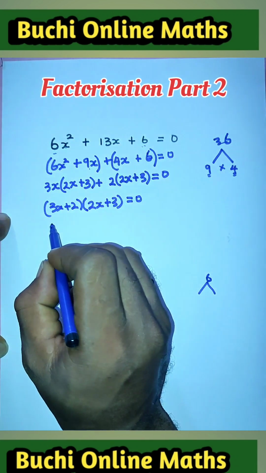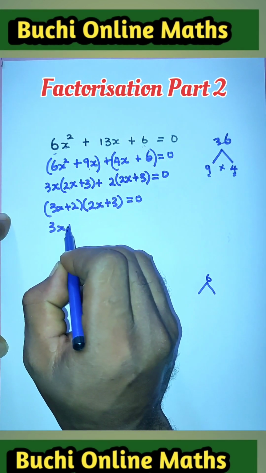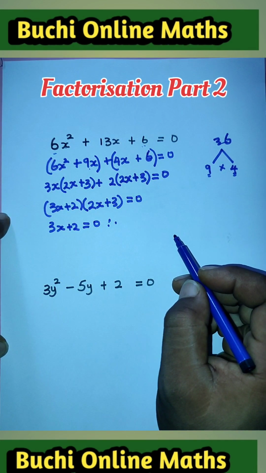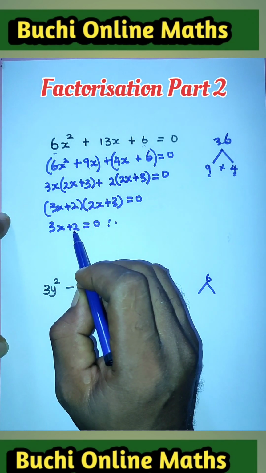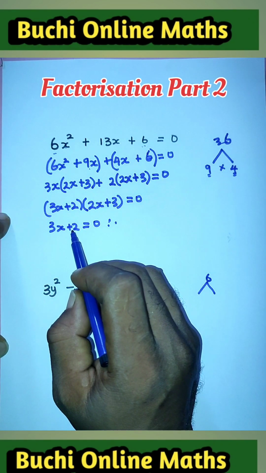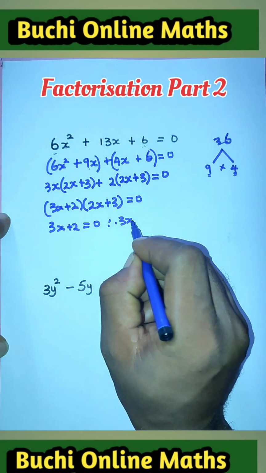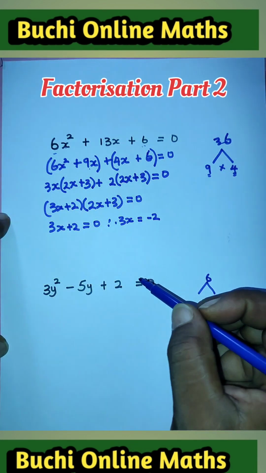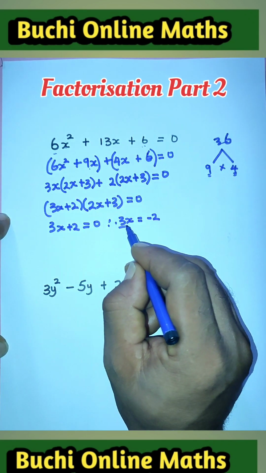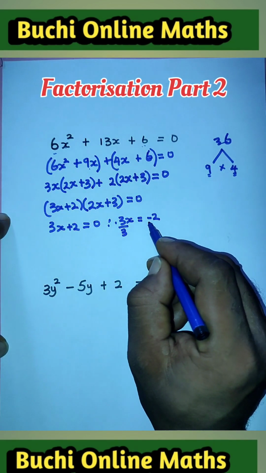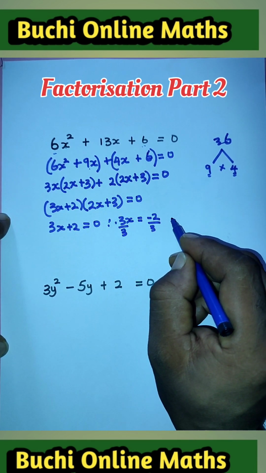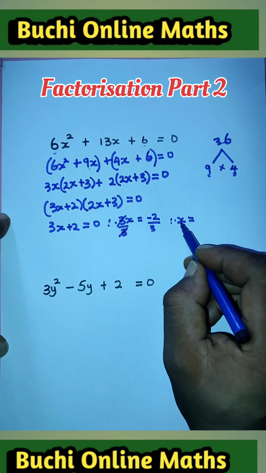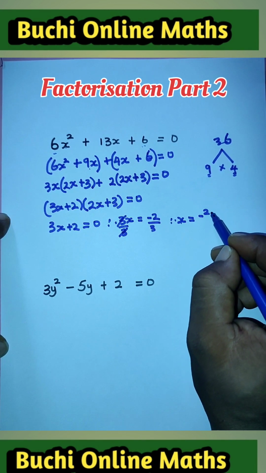So let's consider the first bracket. When it is equal to 0, we have 3x plus 2 equals 0. Therefore, to find the value of x, remember we have to move plus 2 to the right hand side. The sign will change from positive to negative. So we have 3x equals minus 2, because plus 2 is moving across the equality sign. To find the value of x, we divide both sides by the coefficient of x, which is 3. And we have x equals minus 2 over 3.